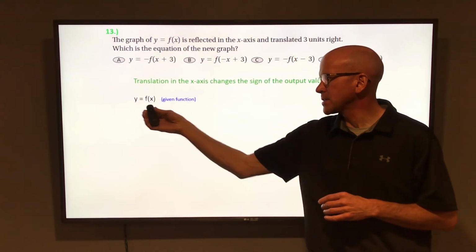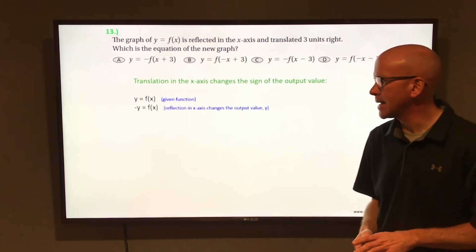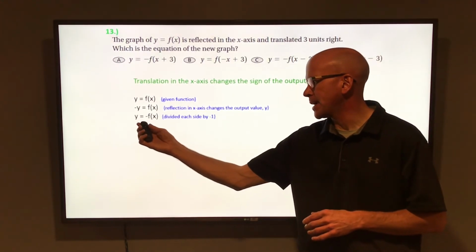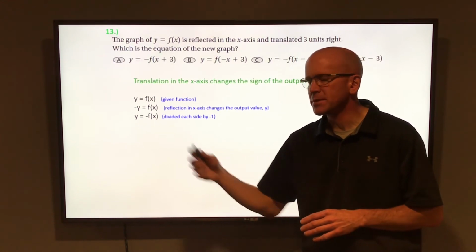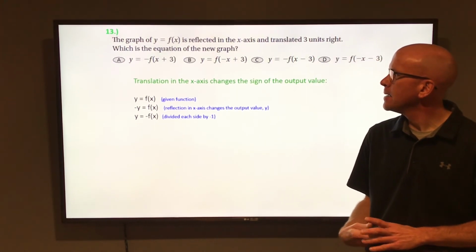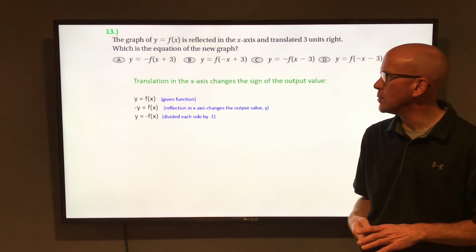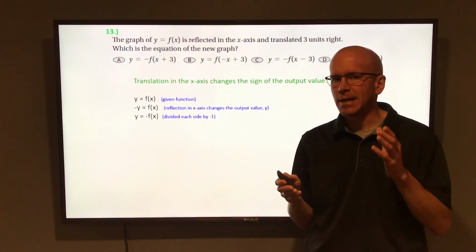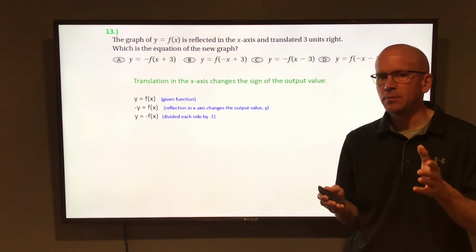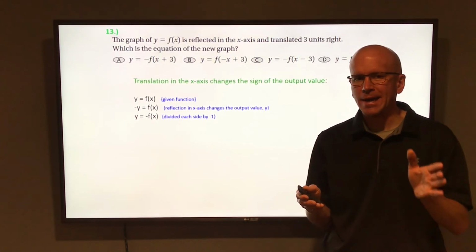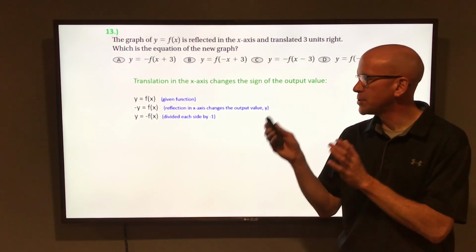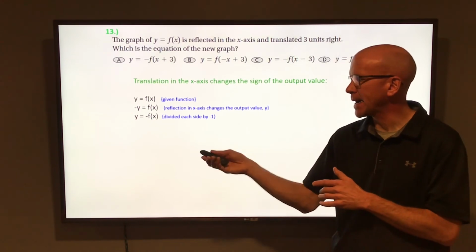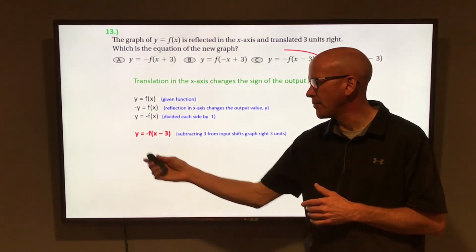The value of y is this whole right side. So if we change the sign on the value of y, that's changing the sign on the whole right side. So now y equals the negative of f of x. But we also need to shift that 3 units to the right. When you shift 3 units to the right, remember that's opposite of how you're trained to think. Usually when you think go to the right, you think add. But when you shift to the right, you're subtracting 3, in this case, from the value of x.